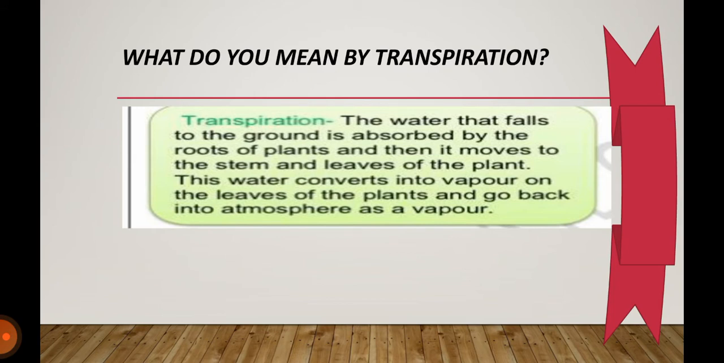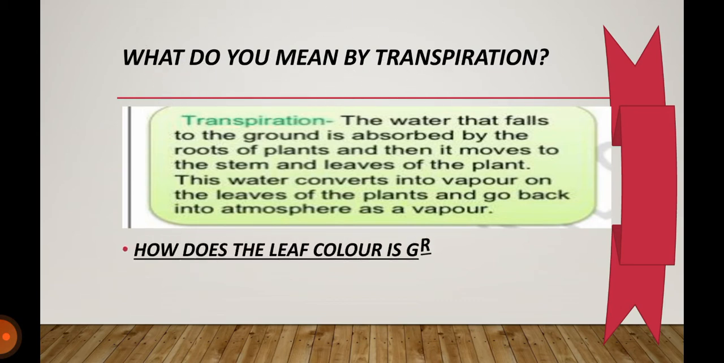What do you mean by transpiration? The water that falls to the ground is absorbed by the roots of plants and then it moves to the stem and leaves of the plant. This water converts into vapor on the leaves of the plants and goes back into the atmosphere as vapor. I think you should clearly understand this. Okay, come to the next part.